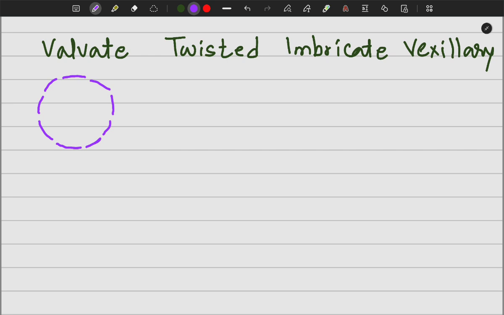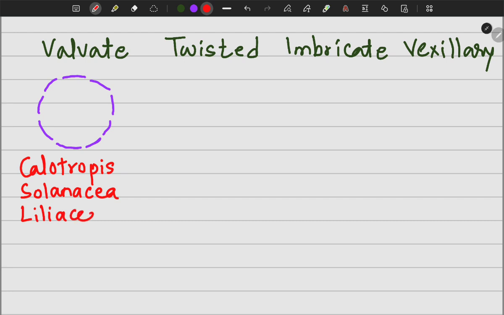Alright, so the examples of the flowers showing valvate aestivation are: one such plant is calotropis, and besides that, the members of the family Solanaceae and Liliaceae also show valvate aestivation.